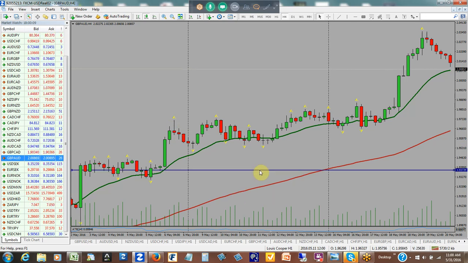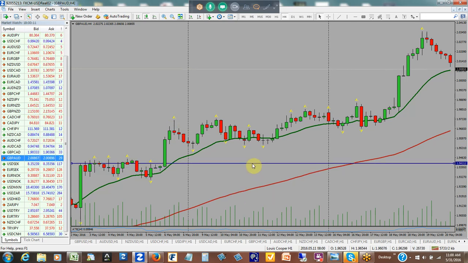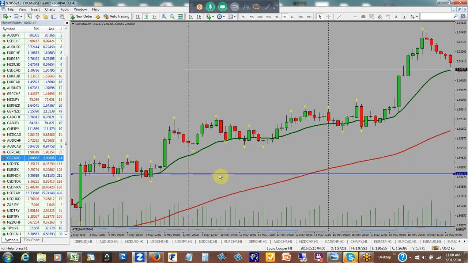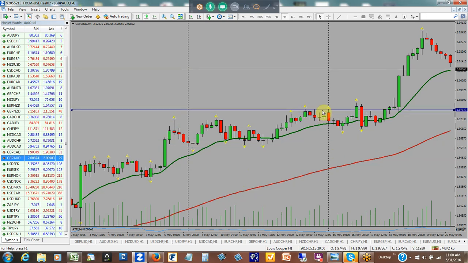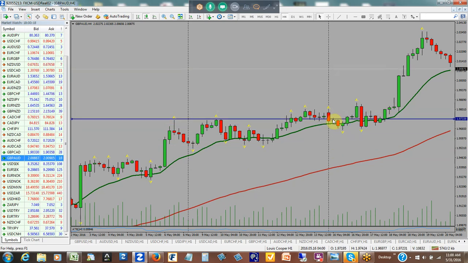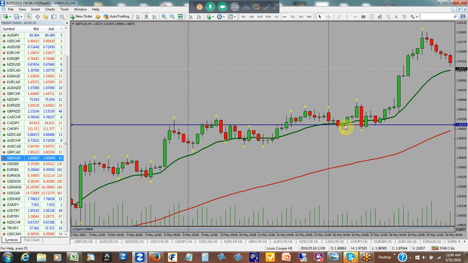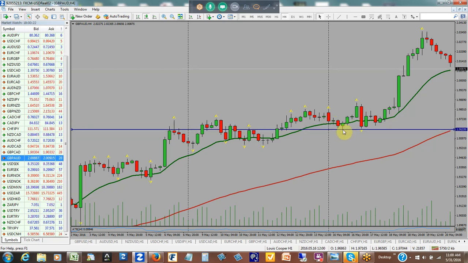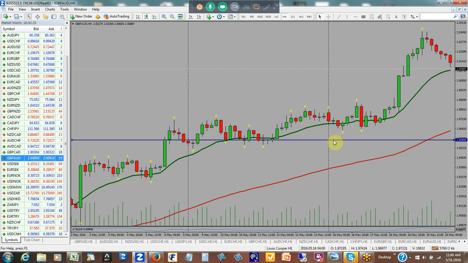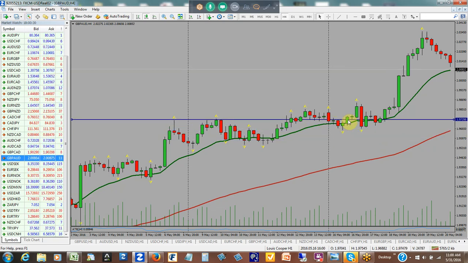Now, to the downside, what you're looking for are several down candles. And when you get the first green candle, you want that green candle wick to be lower than the prior red candle. Right? Odds are that next candle is going to be green.